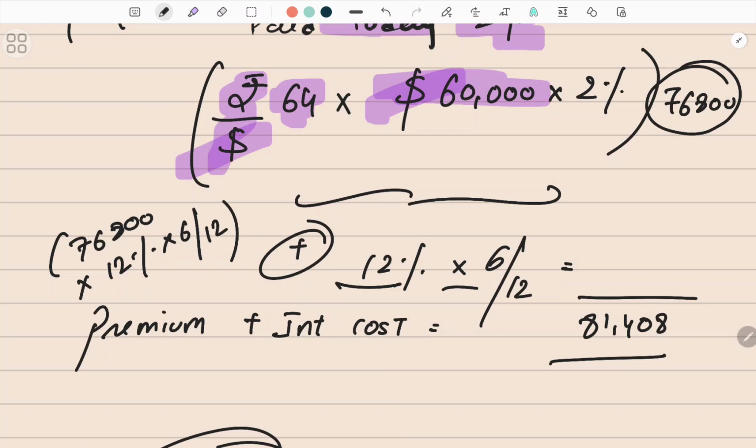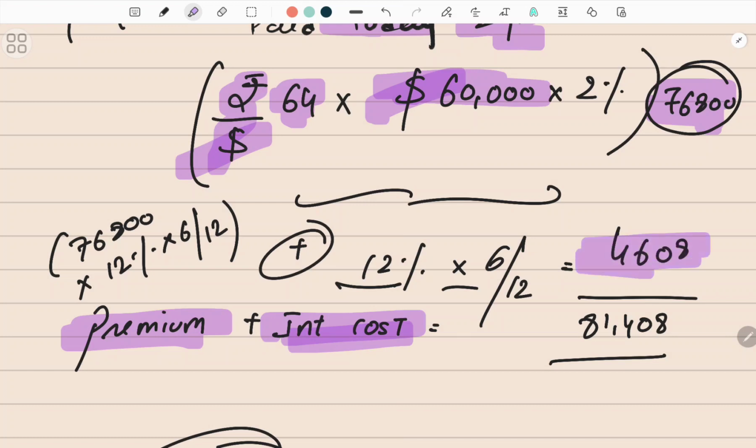I hope you are able to understand what I'm doing right now. Into 12% divided by 2 directly, this gives me 4,608. So this is the premium amount, 76,800, plus the interest cost. In order to borrow these funds of 76,800, I have to pay an interest cost of 4,608. My total cost for this upfront premium plus interest comes up to 81,408.